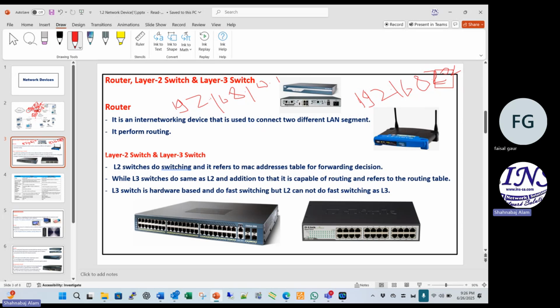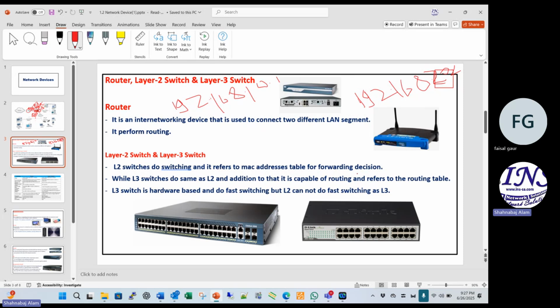Now here the router, layer 2 switch and layer 3 switch are mentioned, right? So we have studied the router, and now we are studying the layer 2 switch and layer 3 switch. You also know there are two types of switch: one is the layer 2 switch, and one is the layer 3 switch.